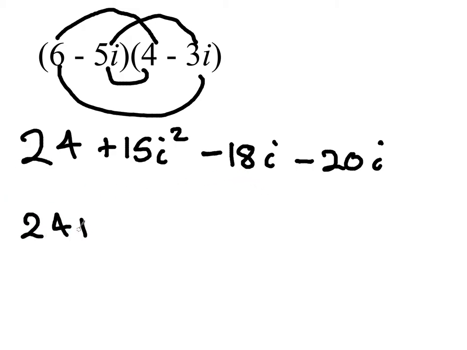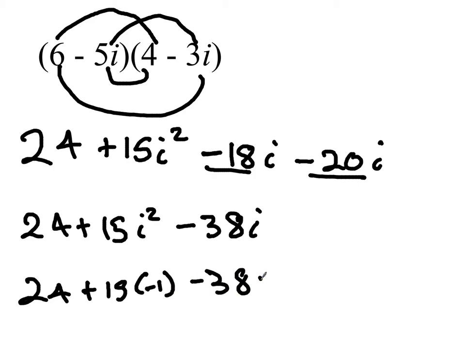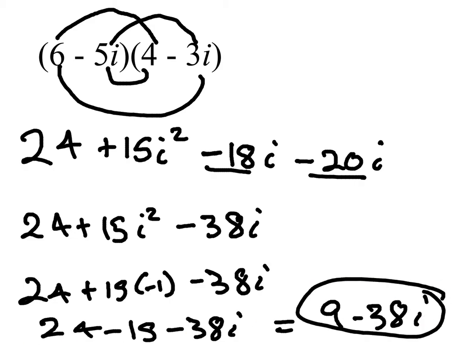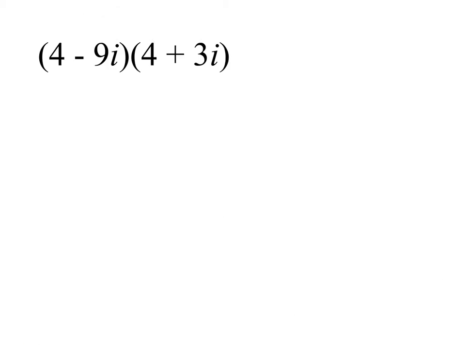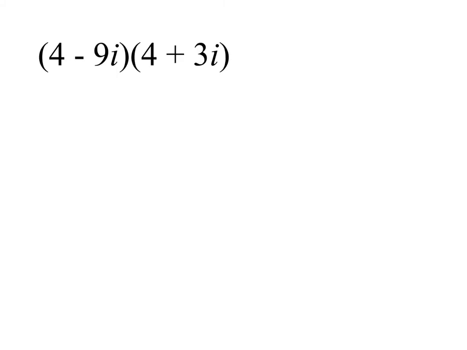We're going to get 24 plus 15i squared minus 38i. Negative 18i minus 20i. Now i squared is equal to negative 1. So you get 24 plus 15 times negative 1 minus 38i. So this is 24 minus 15 minus 38i, which is equal to 9 minus 38i. If you still need help on that type of problem, you can do this one in the extra help video. I'll show you the solution.